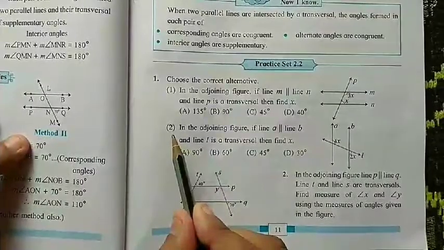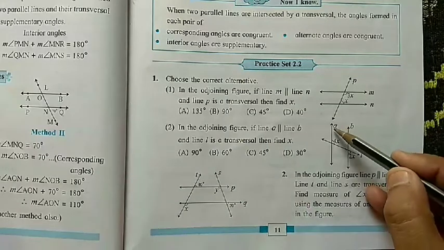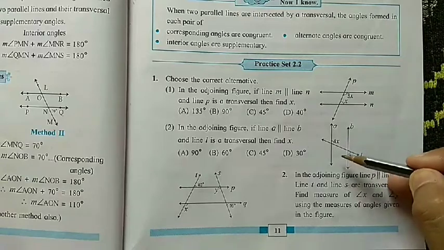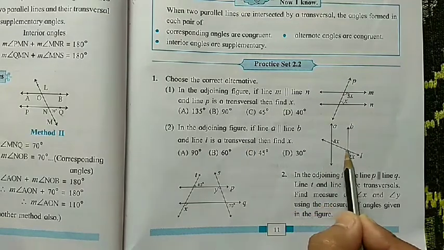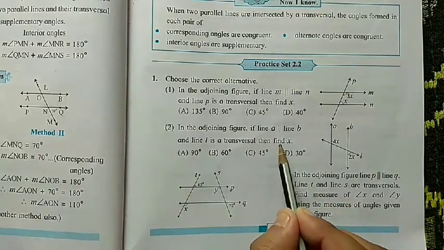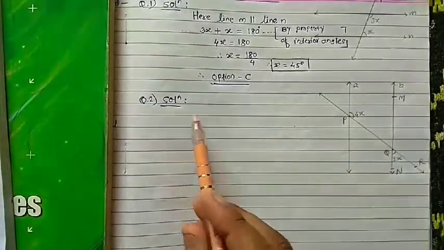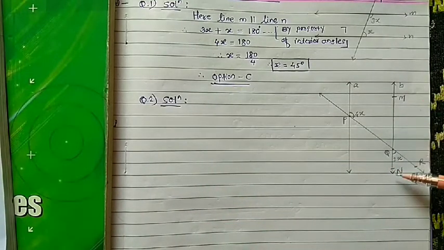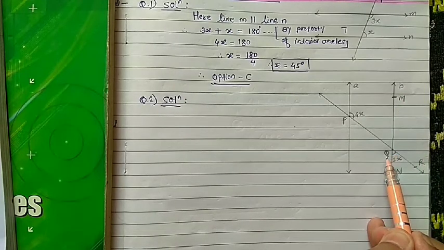Now see the second sub question. In the adjoining figure, if line A is parallel to line B, these two lines are parallel, and line L is the transversal. So this line L is the transversal. Then find x. Four options are given. Now see the solution of the second question. So for this, let us consider the name of line B as MN and the name of the transversal as PR, and the point of intersection is named Q.